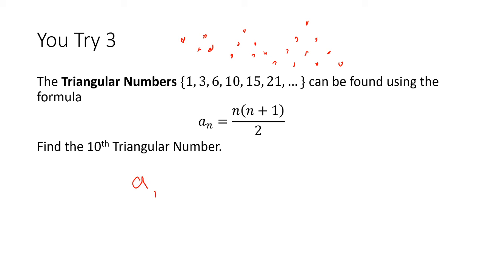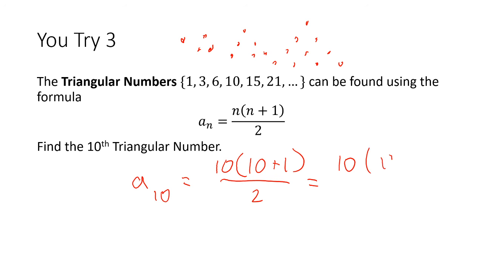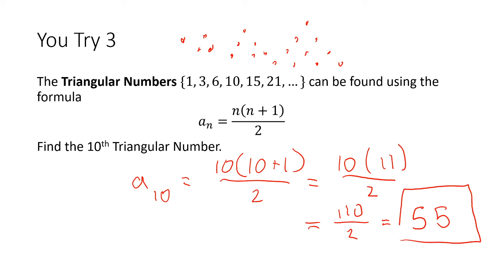So a sub 10 is equal to 10 times 10 plus 1 divided by 2, which is 10 times 11 over 2, which is 110 over 2, which is 55. The 10th triangular number is 55.